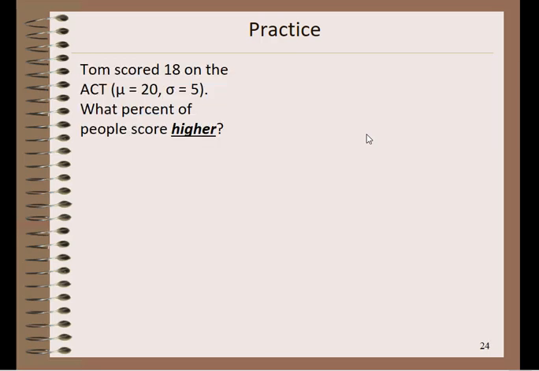All right, another practice problem. Again, don't look in your course pack. Just work this by yourself and see what you get, and then I will explain it to you.